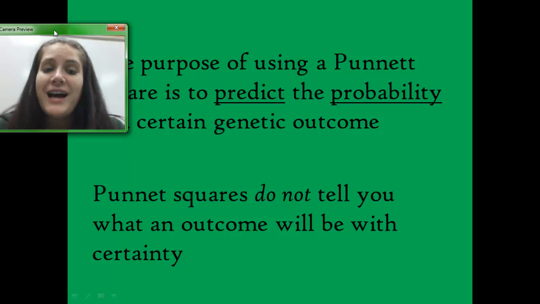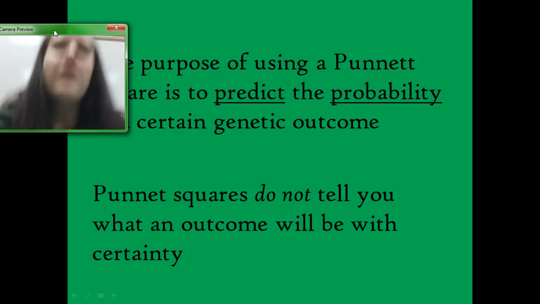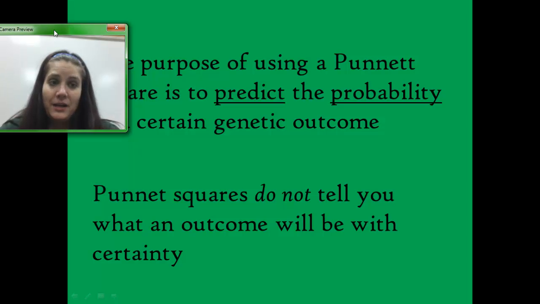What Punnett squares do not tell you is what that outcome will be definitely. You cannot figure out what it's definitely going to be. You can only figure out what it will probably be. So a Punnett square will only help you with what's probably going to happen.